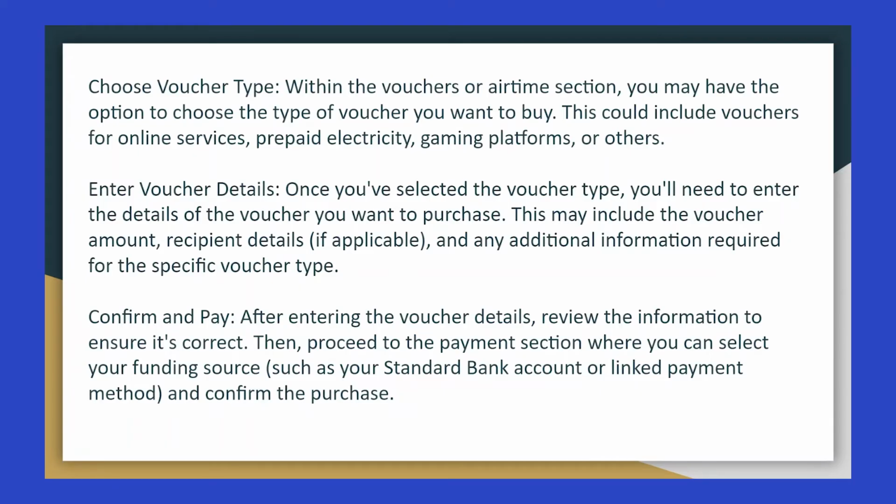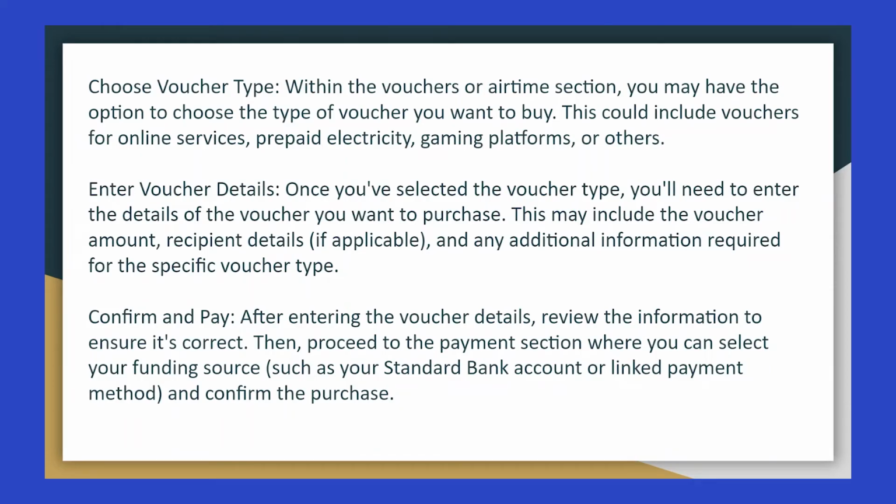to buy. This could include vouchers for online services, prepaid electricity, gaming platforms, or others. Once you have selected the voucher type, you will need to enter the details of the voucher you want to purchase. This may include the voucher amount, recipient details, and any additional information required for the specific voucher type.